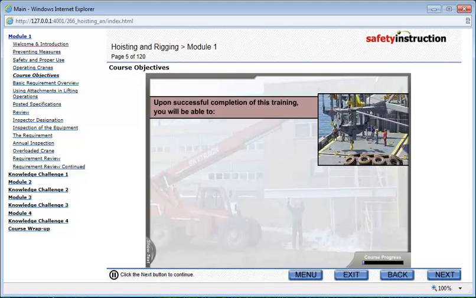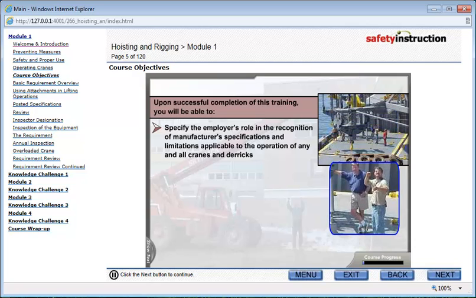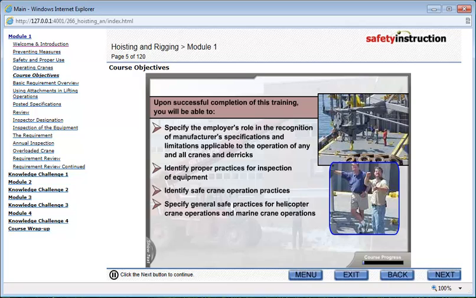Upon successful completion of this training, you will be able to specify the employer's role in the recognition of manufacturer's specifications and limitations applicable to the operation of any and all cranes and derricks. Identify proper practices for inspection of equipment. Identify safe crane operation practices. Specify general safe practices for helicopter crane operations and marine crane operations. And identify safe practices for rigging.